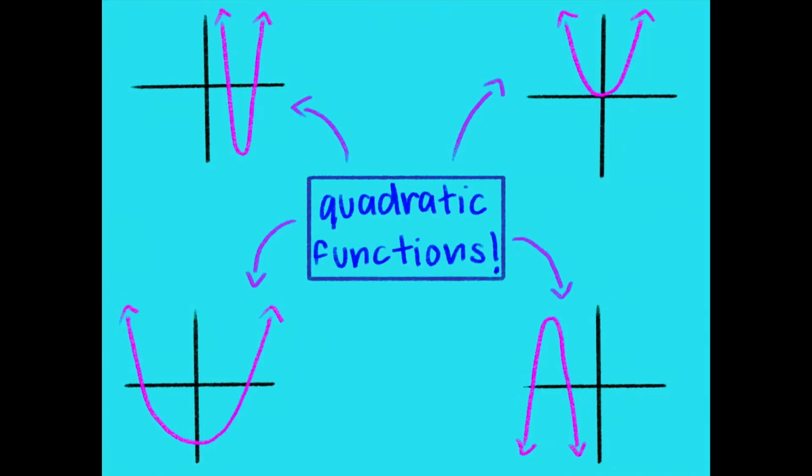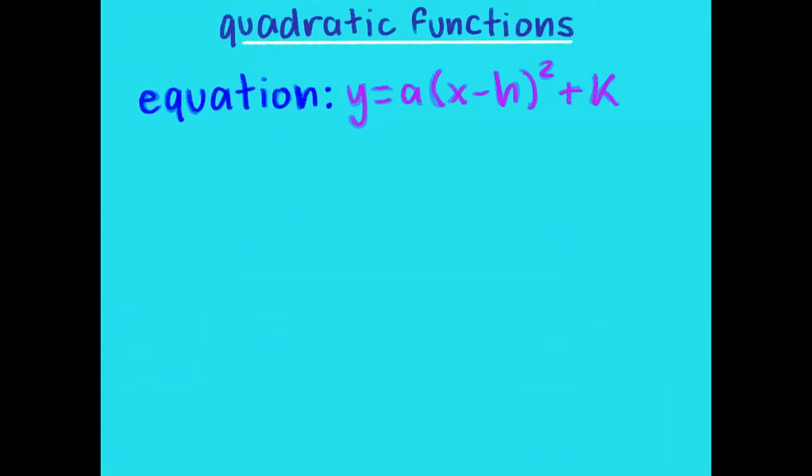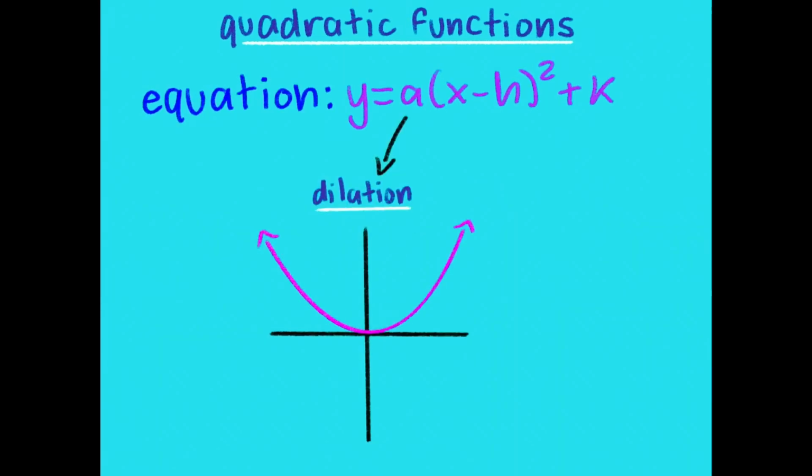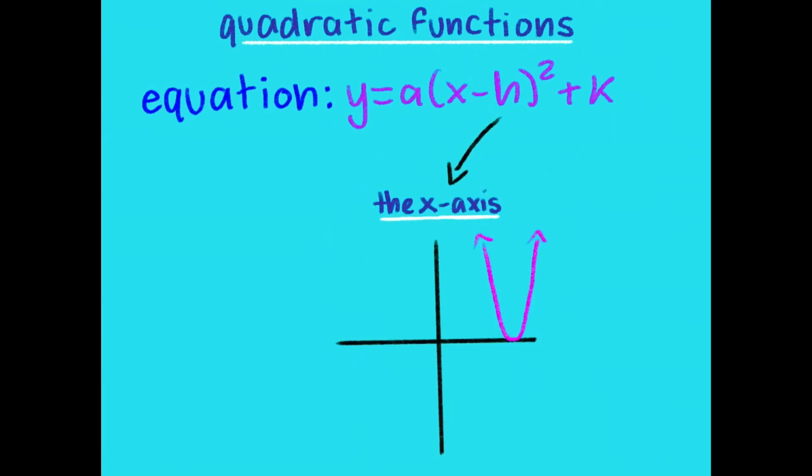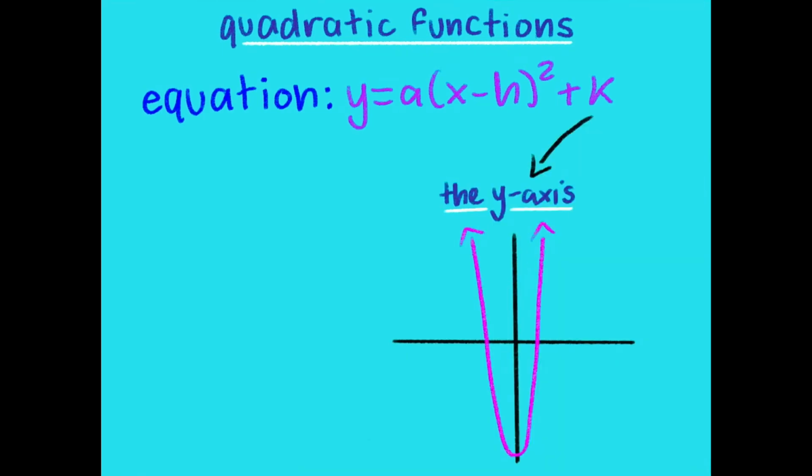And lastly, we have quadratic functions. The equation for a quadratic function is y equals a parentheses x minus h squared plus k. A in the equation is responsible for dilation. H is responsible for translation across the x-axis. And finally, k is responsible for translation across the y-axis.